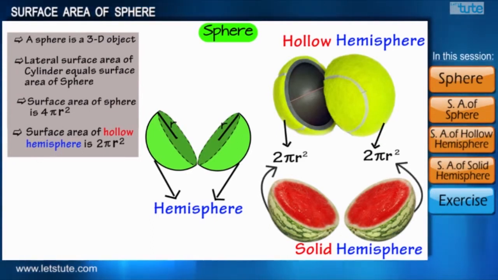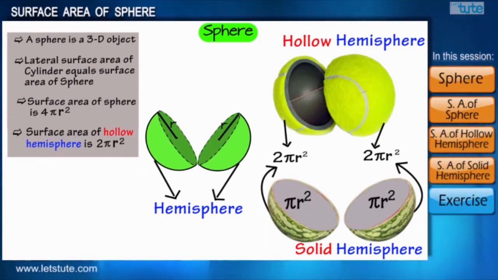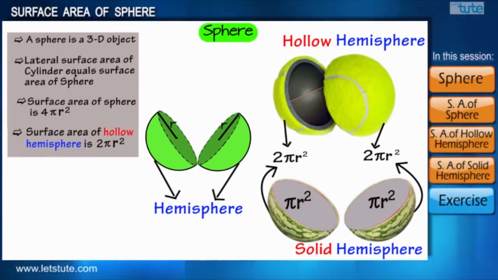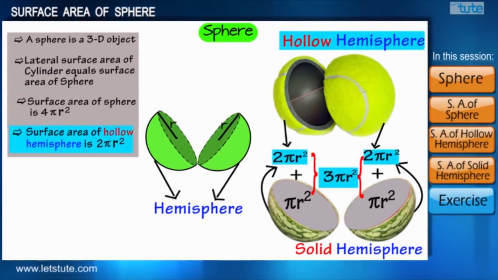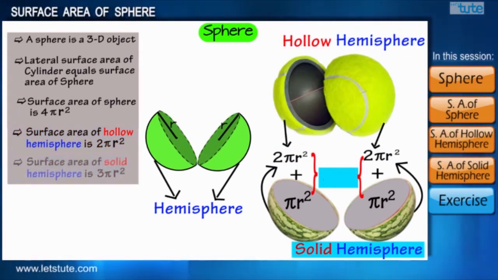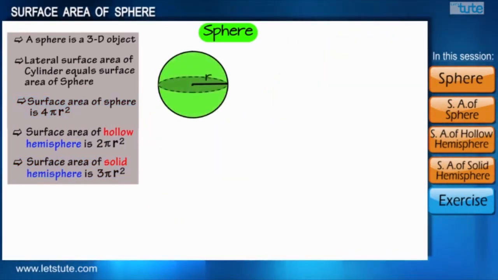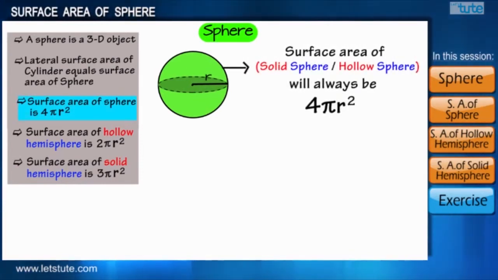One would be the curved surface, whose surface area will be 2 pi r squared, and the other would be the circular surface, whose surface area will be pi r squared. So the surface area of a solid hemisphere will be altogether 3 pi r squared. In other words, we can say that the surface area of a hollow hemisphere is 2 pi r squared and the surface area of a solid hemisphere is 3 pi r squared. But the surface area of a sphere, whether it is hollow or solid, will always be 4 pi r squared.